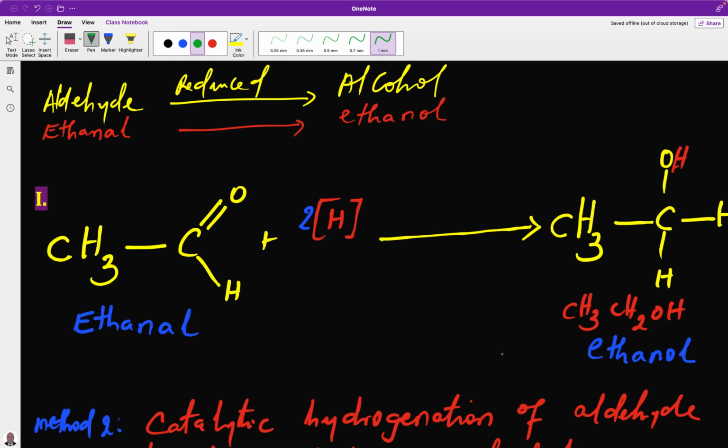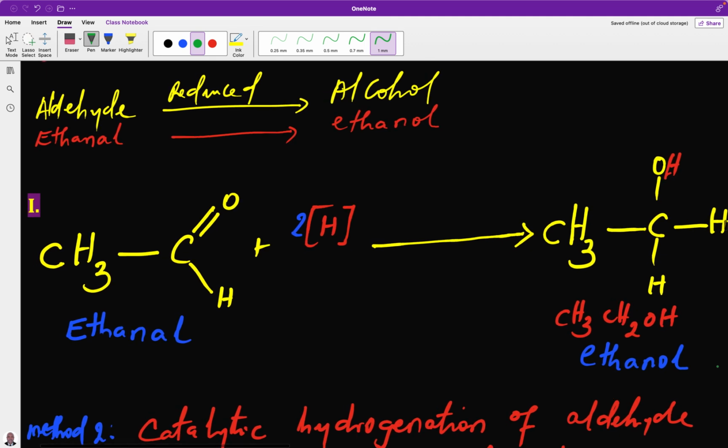The reducing agent helps to provide what? To provide the nucleophile. That is the H minus. It provides the nucleophile, the two hydrogens which are being provided by the reducing agent. So now we add them to this ethanol, and the final product will be ethanol. When we go into the mechanism, you will see how this is a nucleophilic addition to the ethanol.